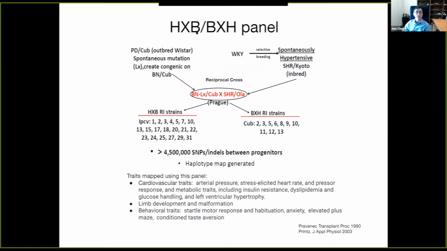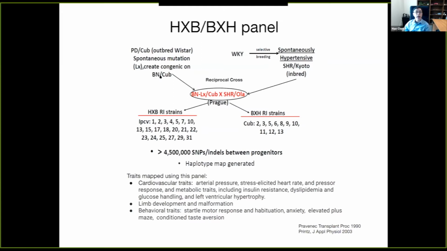The other rat is the B, and this B refers to a BN. So it's a Brown Norway rat. But this Brown Norway rat is not the standard Brown Norway rat that the reference genome is sequenced from.